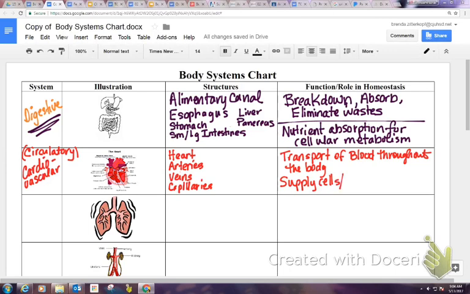And I'll include cells and tissues with needed nutrients and removal of waste.